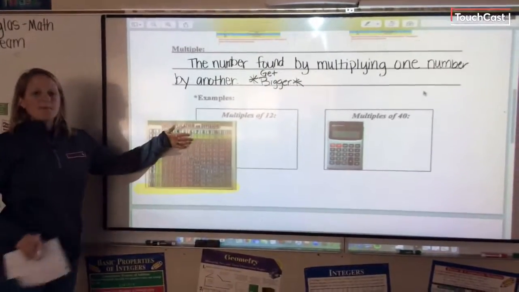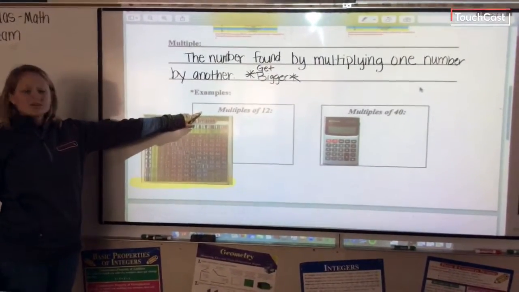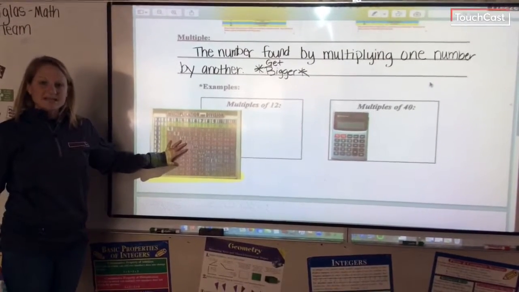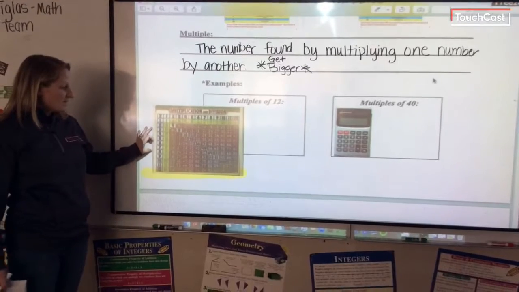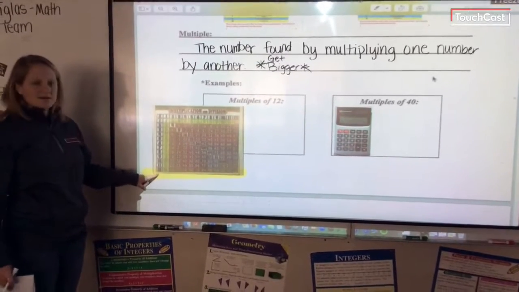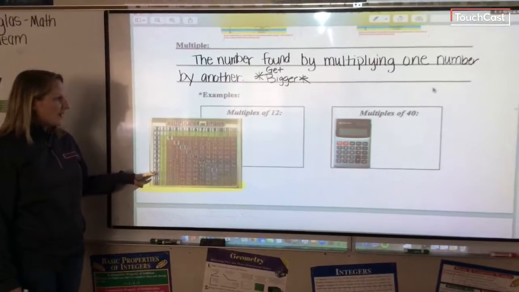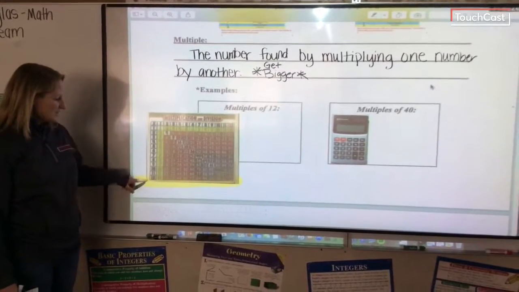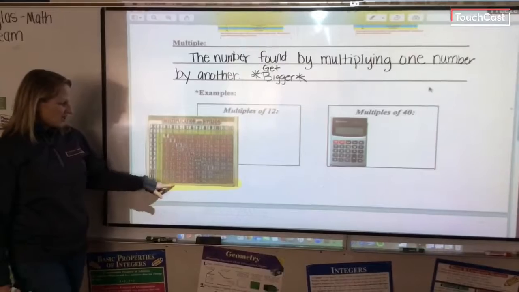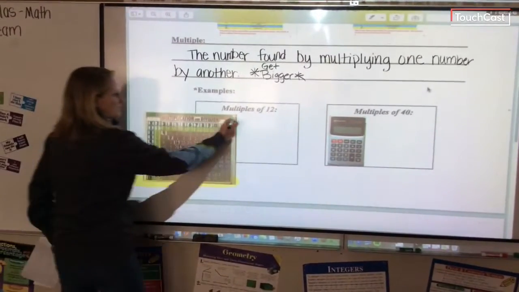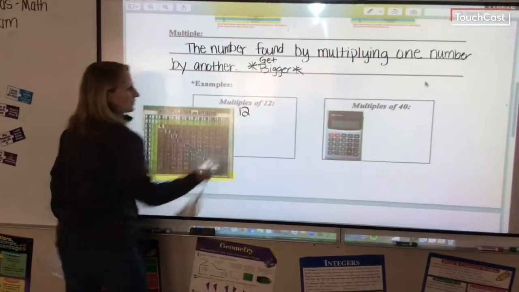So let's do a couple examples. So starting with 12. One thing that's a really good tool is the multiplication chart. So when we talk about the multiples of 12, what you can do is just look at a multiplication chart and write the numbers. Again, it's like counting by 12. Okay, so the first multiple, we would always start with that number.